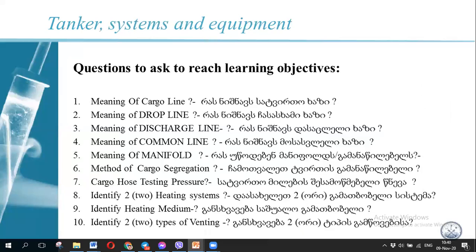So the question on this material is here, and please be careful, read it. Again, the meaning of drop line, where you can find it on this page. Cargo hose temperature, testing temperature. So you prepared your base, what you are asking, give me buzzer, give me buzzer. That is your buzzer question.